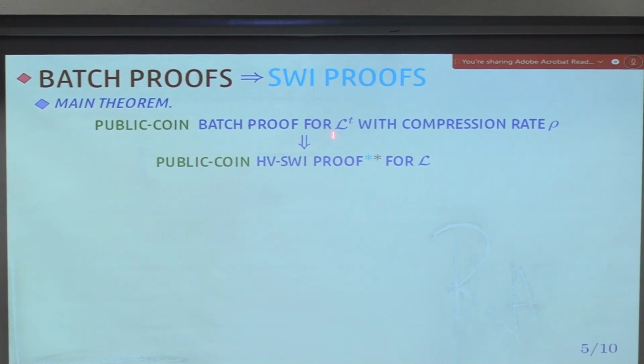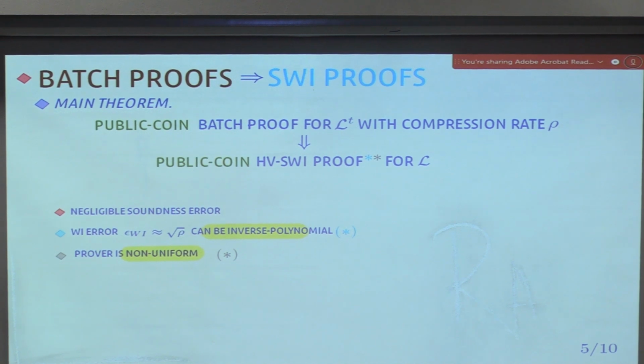But as I said, there are some caveats. Okay, so the soundness is good, the error can be made negligible. But the witness indistinguishability error, right? This is the statistical distance between the two worlds. We can only get it to be inverse polynomial. So we don't get it negligible, we get it inverse polynomial. And the second caveat is that the prover is non-uniform. So we really use non-uniformity to show this result. And yeah, you can use prior works to get it to a malicious verifier SWI proof.